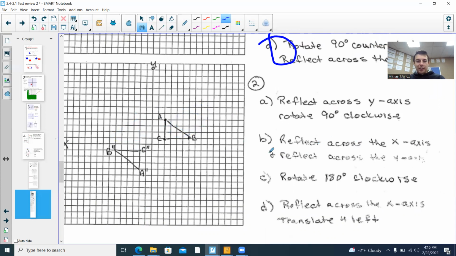Then reflect across the x-axis. So if I reflected across the x-axis and then reflected across the y-axis, here would be my C, here would be my B. That one could work. So I go up 1 and there's C, and I go down 1, there's C. I go up 1, there's B, I go down 1 and there's B. Well, the drawing's a little off, but on this one, it is going to be B.